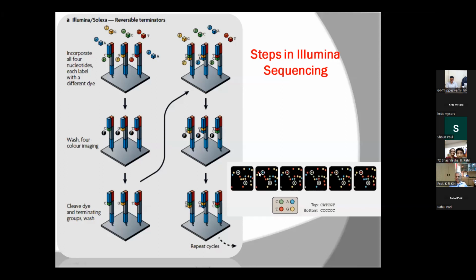And that color keeps on changing after every reaction because this is added, next this is added, next this is added like that. So the top spot, for example, what is being shown, it is showing CATCGT upon sequence addition. The next one will be showing C like that. So depending on the color, each spot will indicate what base is incorporated.